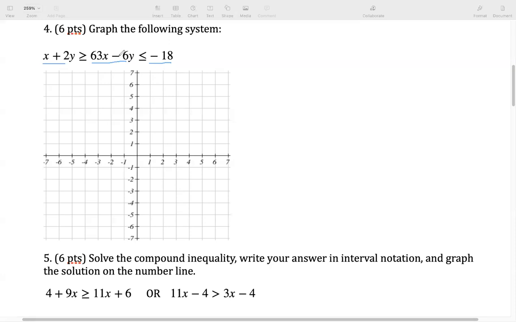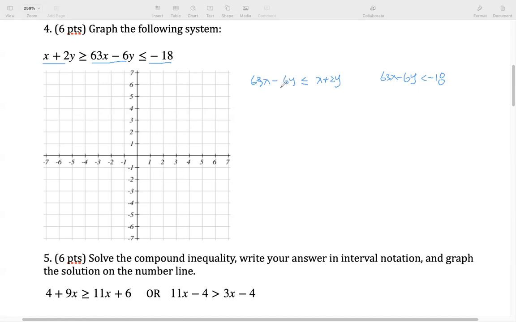We want to solve for y. Remember that, right? We can pull this to the side and rewrite it as this. Because the y term is negative, we can write it as 63x minus 6y less than or equal to x plus 2y, right? Then we write the other side as 63x minus 6y less than negative 18. So we want to solve for those two inequalities.